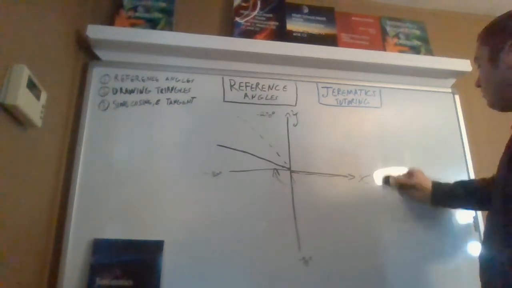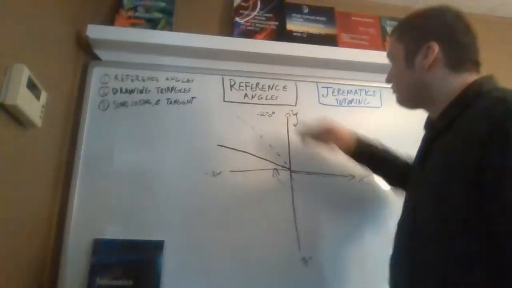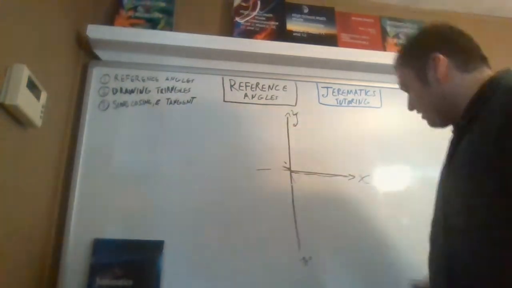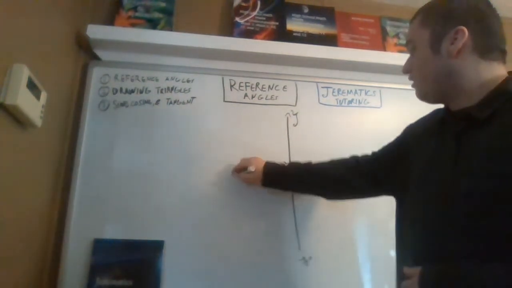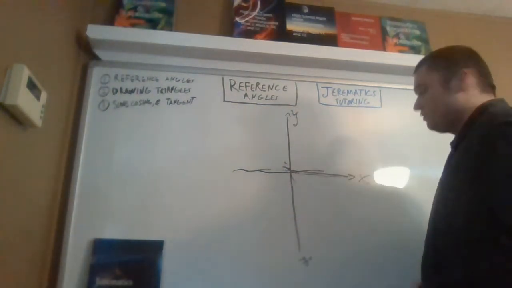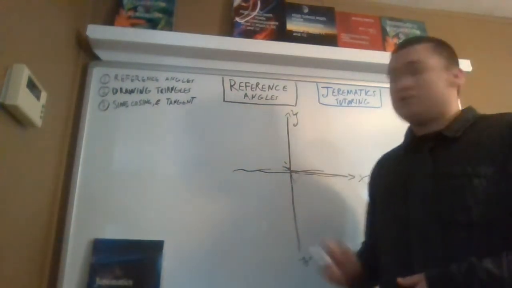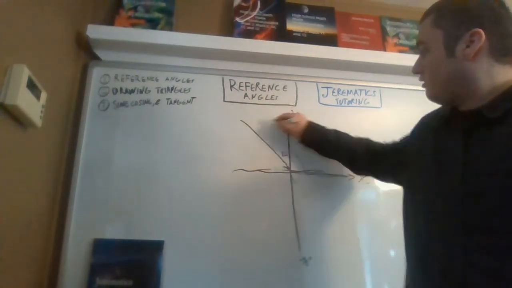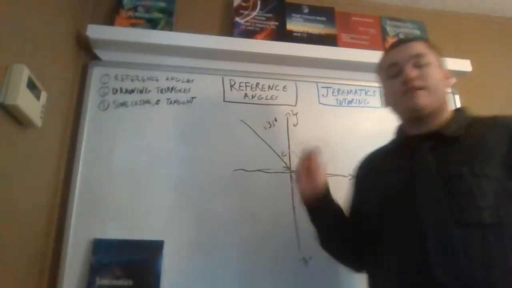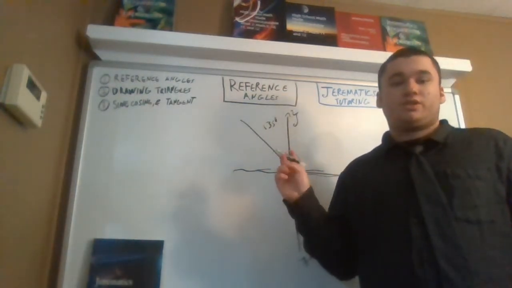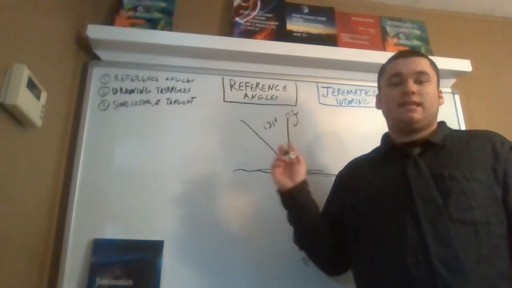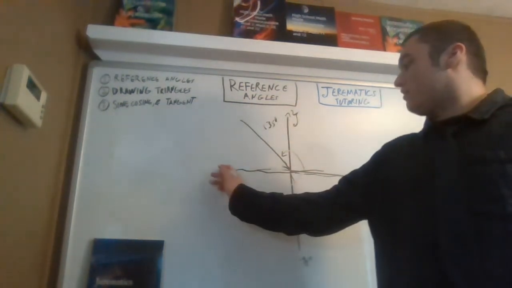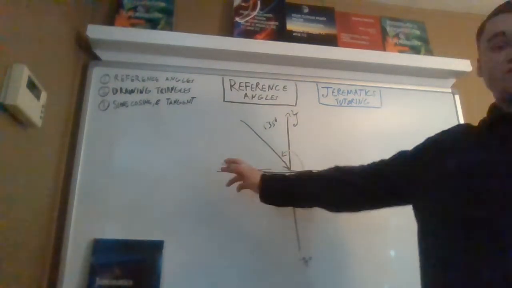Now I will be talking to you about reference angles. A reference angle is simply the closest angle to the x-axis. So for example, if we draw an angle of 135 degrees, 135 degrees is the angle that we use in our calculation of the reference angle. It's the closest angle to the x-axis, and remember, the x-axis is the horizontal one right here.